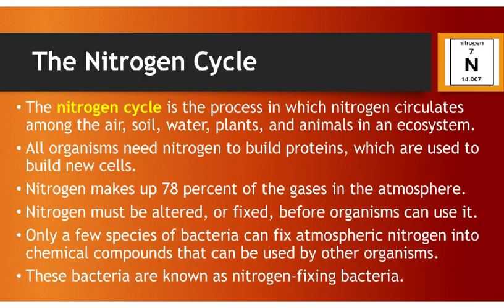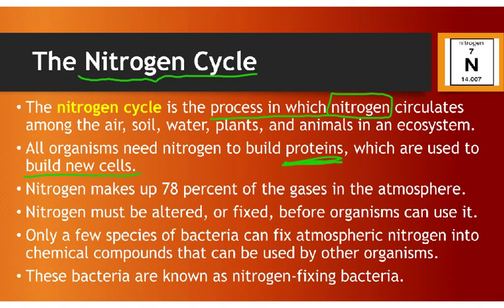Second element we're going to talk about is nitrogen, carbon's neighbor on the periodic table, and the nitrogen cycle. Now, like the carbon cycle, which talks about carbon being circulated around an ecosystem through the air, the water, the soil, the rocks, the plants, and the animals, the nitrogen cycle is the same thing, but it's a process in which the element nitrogen cycles. Just like carbon is needed to build all organic molecules, nitrogen is needed to build proteins, which are used to build new cells, used in DNA replication, DNA synthesis, so very important.